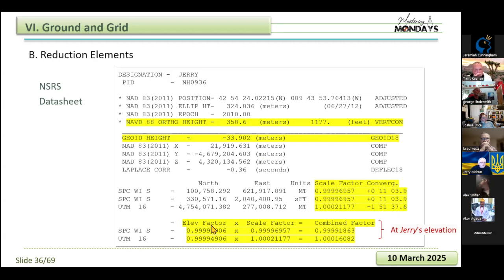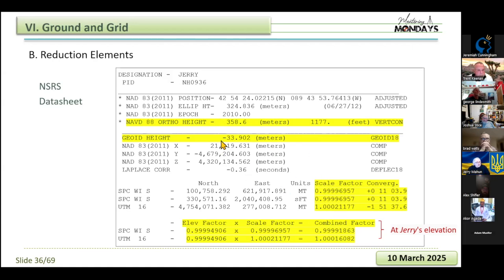Down below here, it shows elevation factor times scale factor equals combined factor. So basically what they did is for the state plane, they took the scale factor and multiplied it by the elevation factor, this thing here, to get the combined factor. But that's at Jerry's elevation. That's at this elevation right here. Again, if my next point is lower or considerably higher, that might not be a good elevation factor to use, but that's at point Jerry. Okay? So normally we figure out our own elevation factors based on the elevations of the points, as opposed to working with just one like that that's based on a single control point, which may not even be part of the survey.